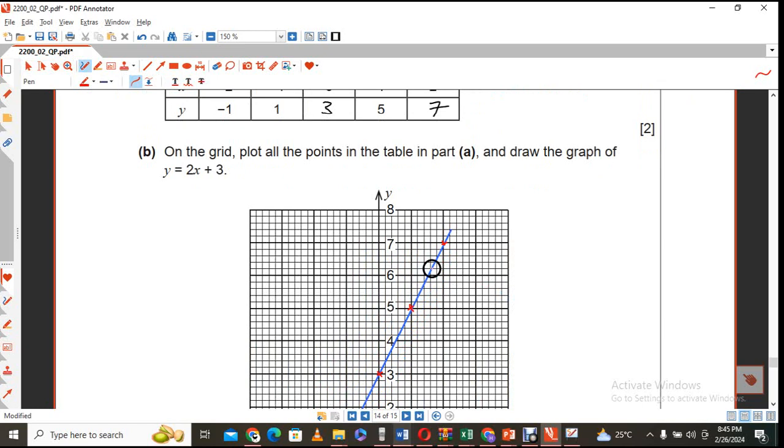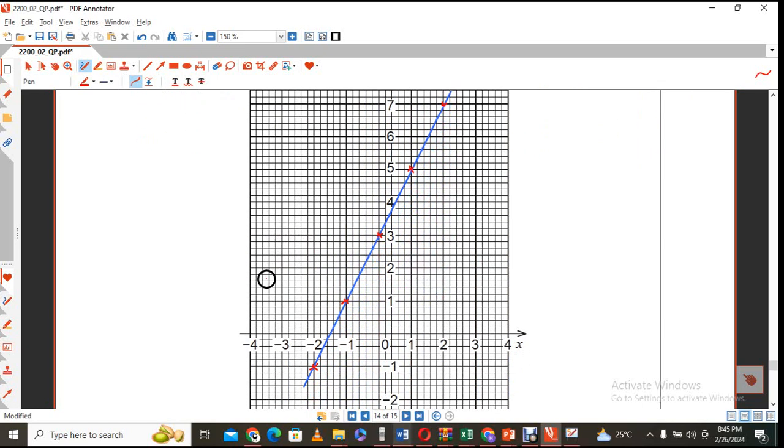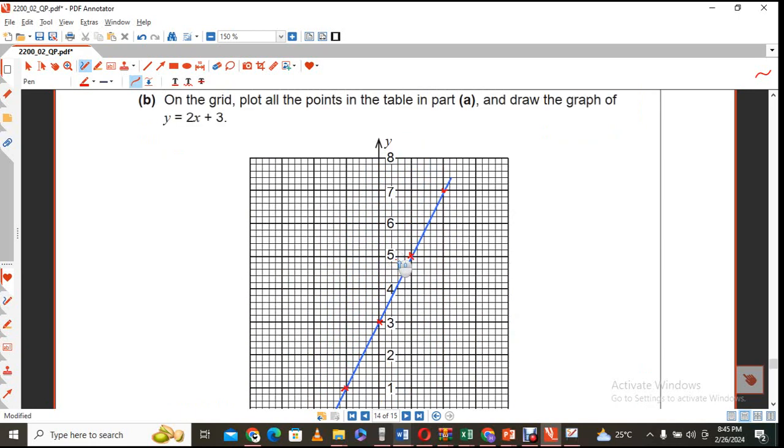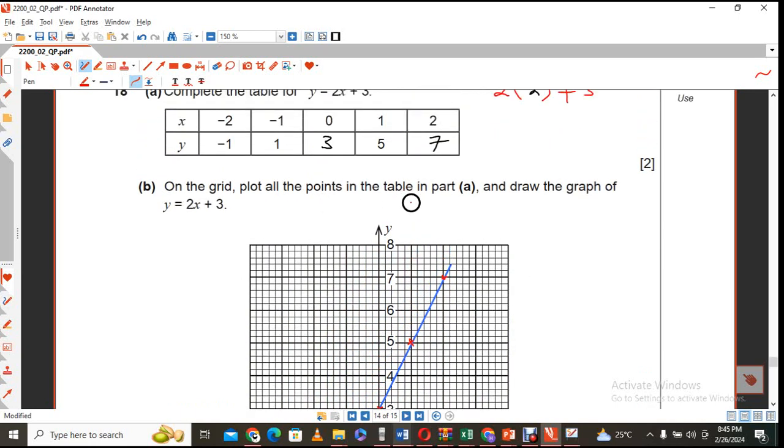We drew the graph. We plotted all the points, so 5 points plotted, and you get a straight line. If I was to write the equation down, that is y equals 2x plus 3. That is the equation of the straight line. Done and dusted.